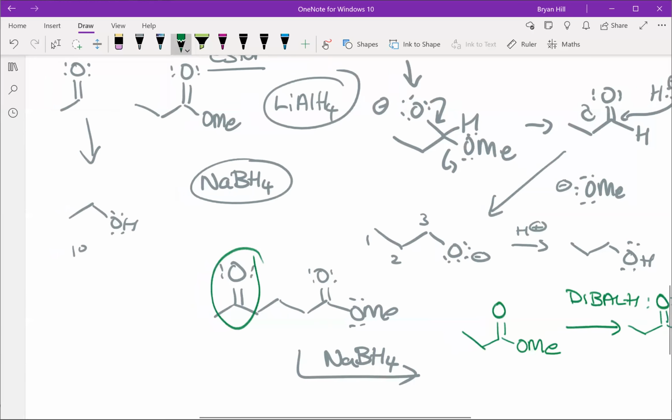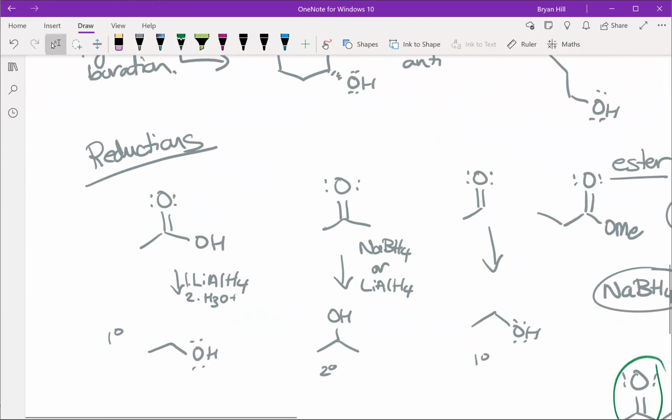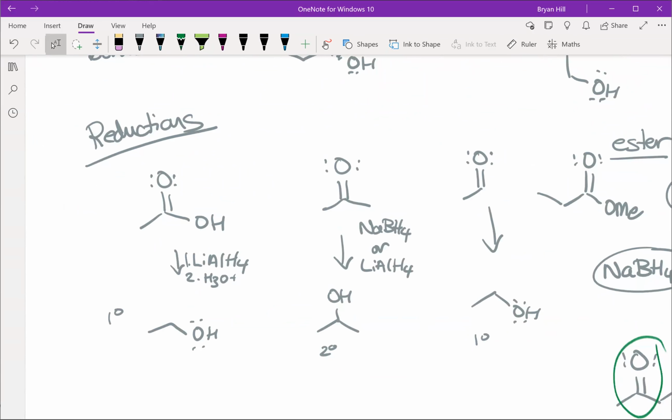Okay, so you can use reducing agents to convert carboxylic acids, ketones, aldehydes, esters to alcohols. What happens if you want a tertiary alcohol? How do you make those? Because these are making primary, secondary, primary. How do you make a tertiary alcohol?